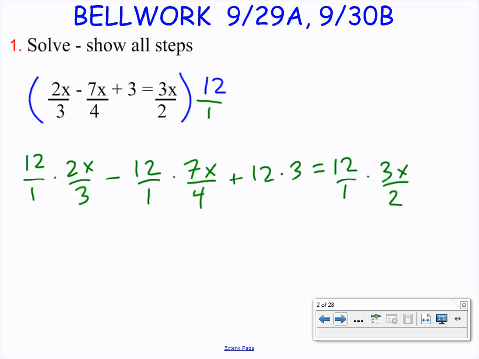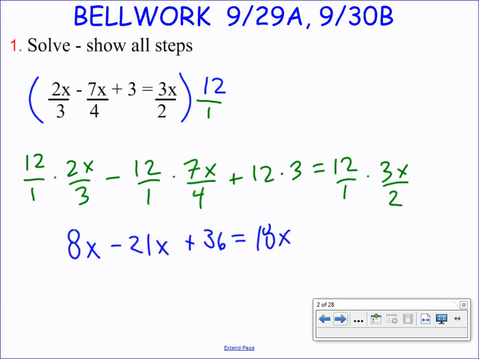We can reduce first or reduce second, right? If we do 12 times 2x over 3, I get 4 times 2x, I get 8x. No fractions. I love it. 12 over 4 is 3 times 7 is 21x. No fractions. Plus 12 times 3 is 36. Equals 12 over 2 is 6 times 3 is 18x. What I like about the blue line, right, that's different than the original?